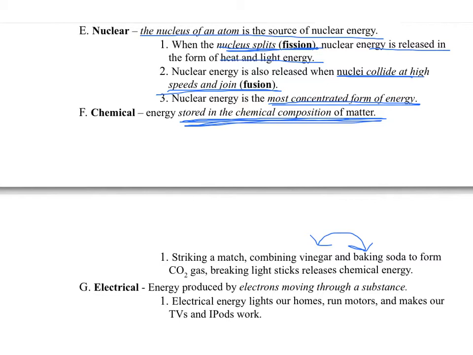Electrical energy is energy produced by electrons moving through a substance. So when you turn your lights on at home, what you're doing is allowing electrons to flow through those wires in your home, and that produces the electricity that you use.